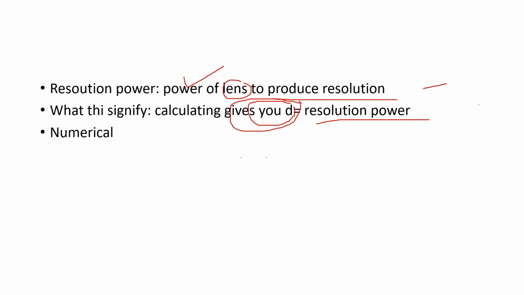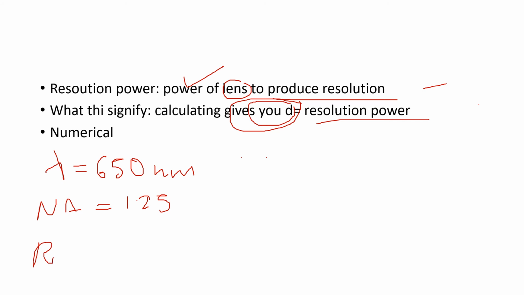Okay, let's take a numerical over here to understand a little more. Say you are given a lambda of 650 nanometer and a numerical aperture of 1.25. There are no units, it's just 1.25, basically n sine theta.